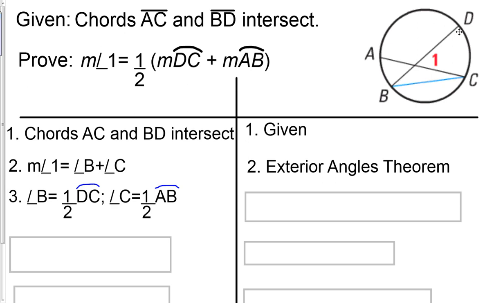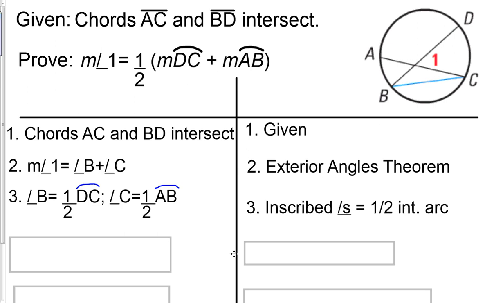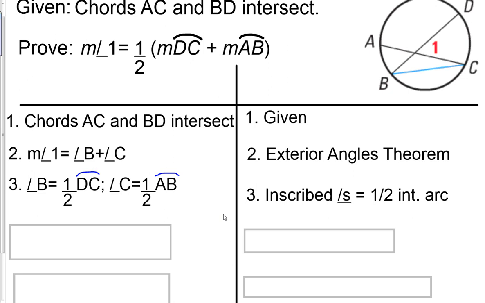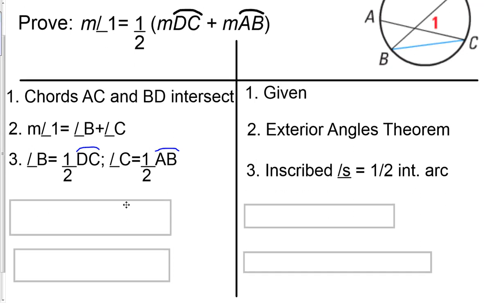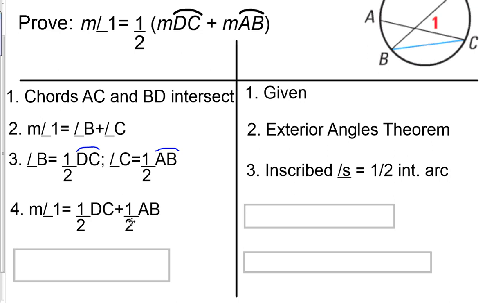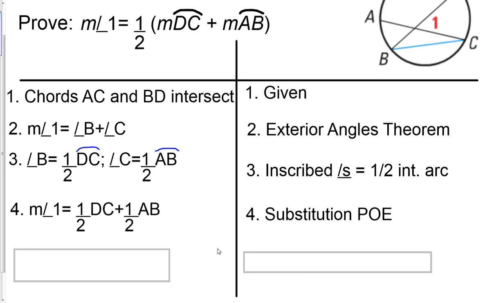Next, what does angle B equal? Angle B equals half of CD or DC, because that's how it is here, and angle C equals half of AB. That is, inscribed angles equal half their intercepted arc. Now, we've got B and C, and we're just going to plug them in here. Angle 1 equals half DC plus half AB. We're starting to look real close here. That was simple substitution.